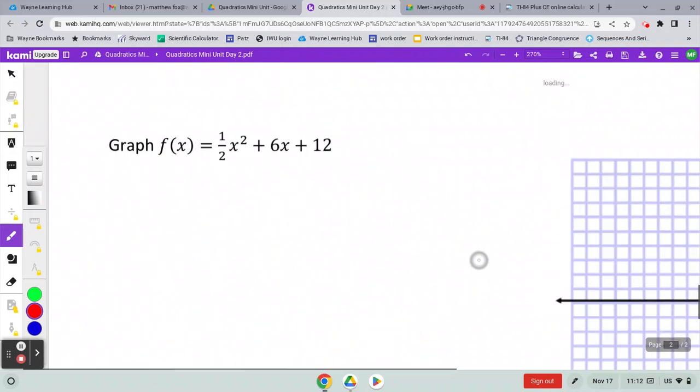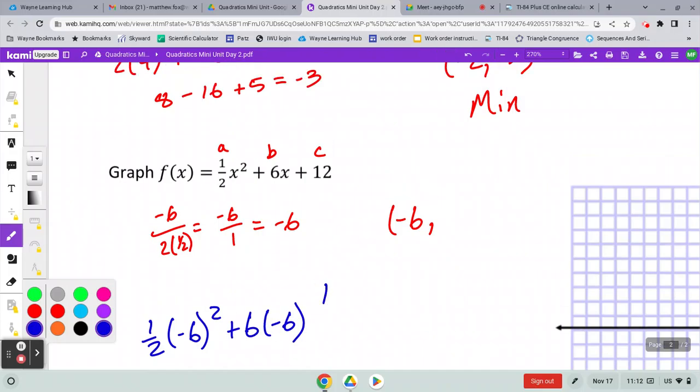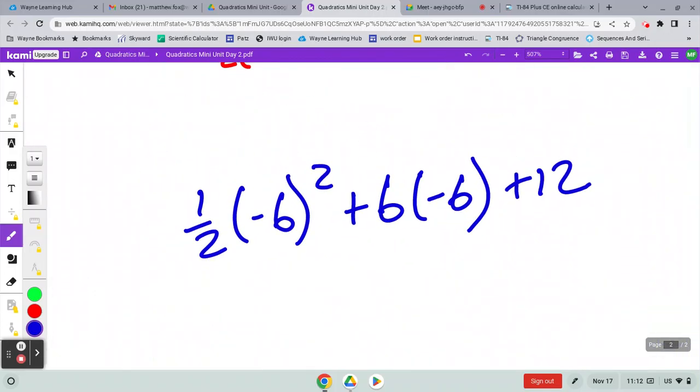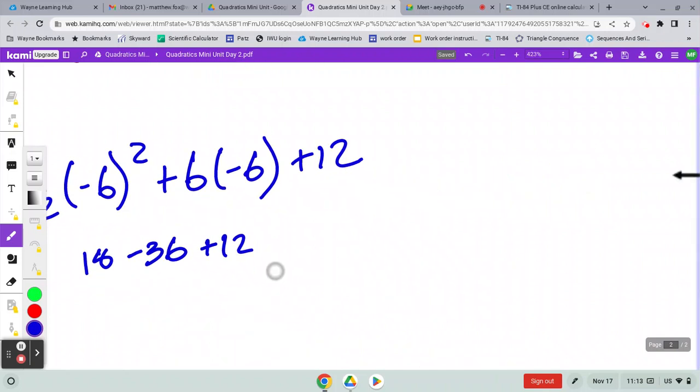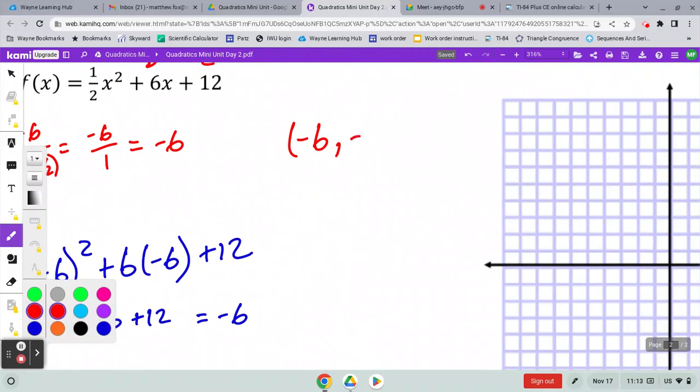Now to find my y value, plug it in. So 1/2 times that negative 6 squared plus 6 times negative 6 plus 12. All right. Most of us, I think, did the first part correct. We said negative 6 squared is 36. Half of that is 18. Then I saw a couple of us make a mistake here. 6 times negative 6? Negative 36, plus 12. All right. So now we add them all up, and what'd you get? Negative 6. So my vertex is negative 6, negative 6.